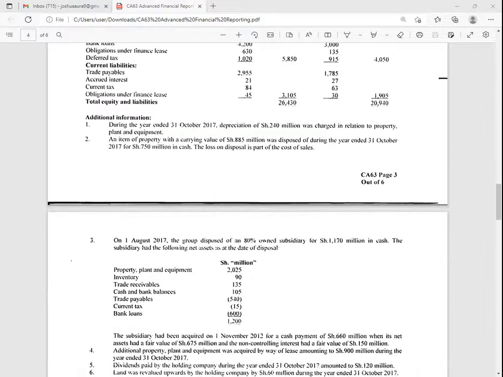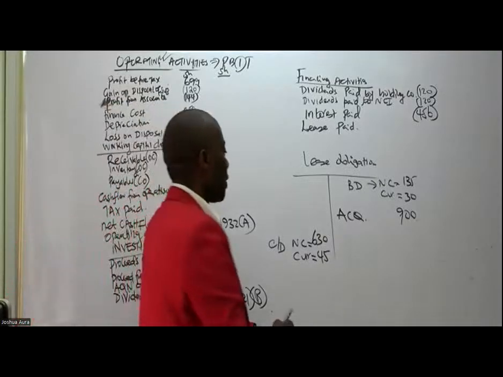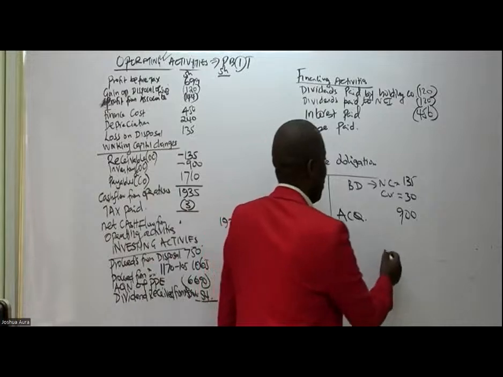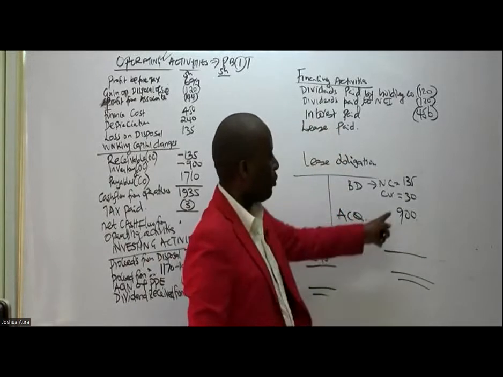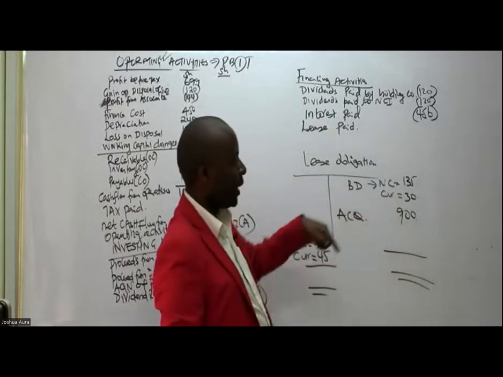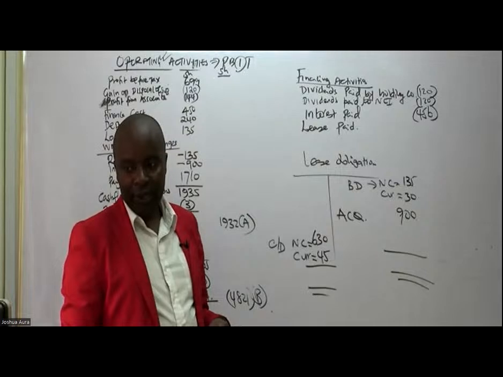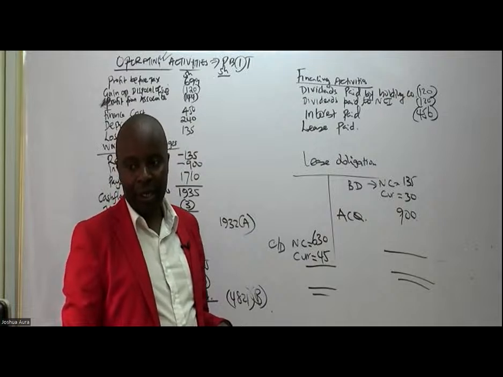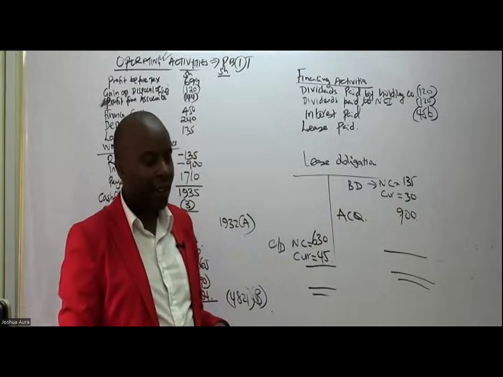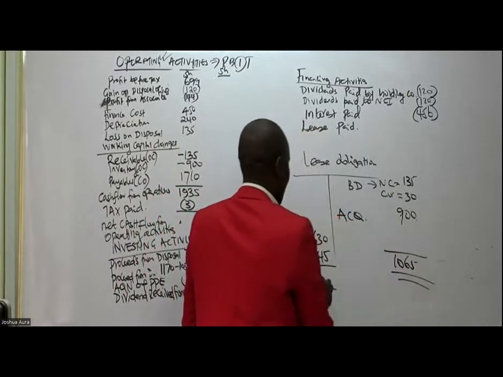So what we need to do is to come and balance this. Of course, this side is bigger. First of all, give me this side: 135 plus 30 plus 900. What are we getting here? 1065. So you're telling me that here we have 1065.